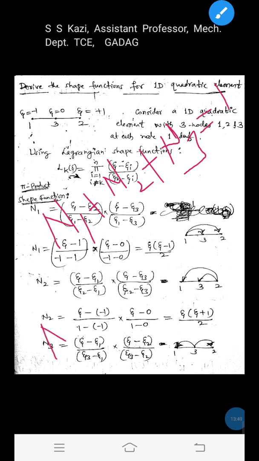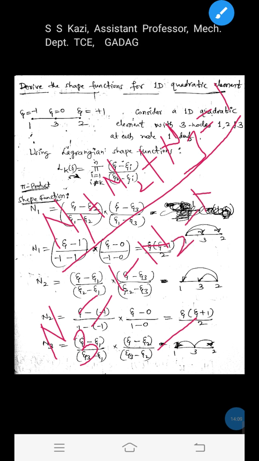From this you can directly find out n3, because n1 and n2 you have already derived. Then n3 you can find out. No need to use the Lagrangian shape function method. Directly from the property of the shape function you can find n3. Once you know n1 and n2, n3 is equal to 1 minus n1 minus n2.